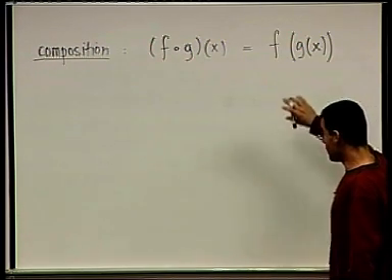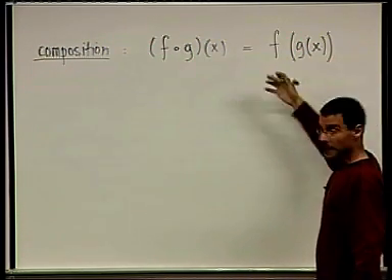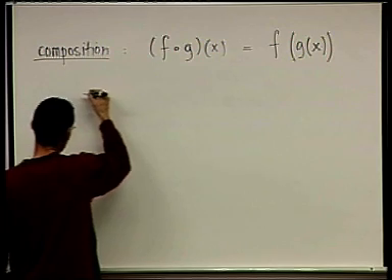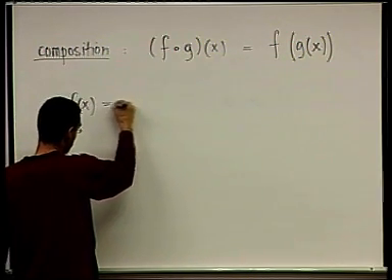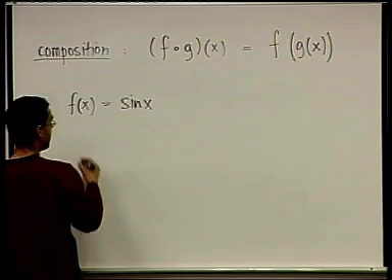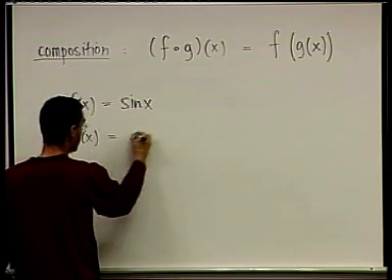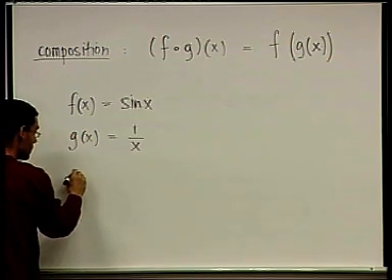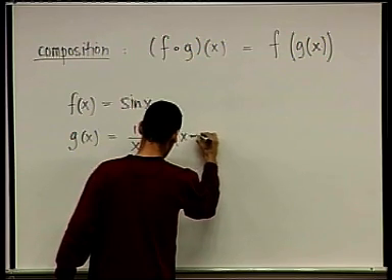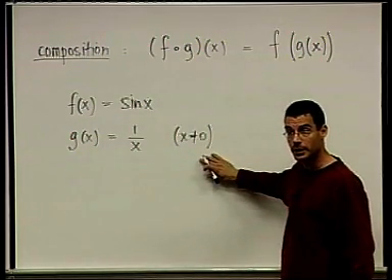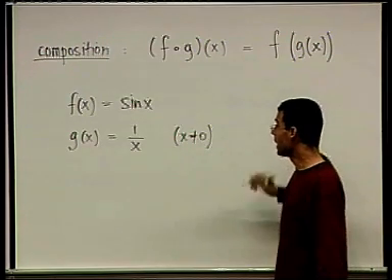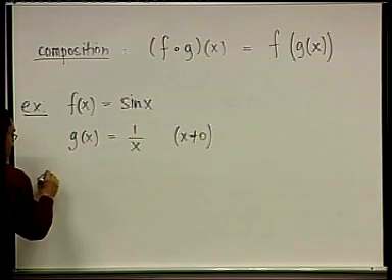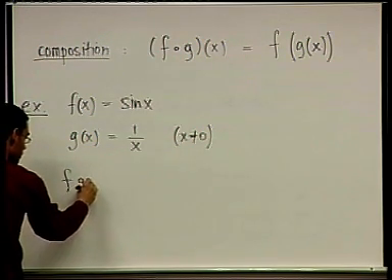Okay. So back to composition. Let's do an example here, because this is something that may be new to some of you. So let's take, for example, f of x to be sine of x. And let's take g of x, for example, to be 1 over x. Okay? By the way, this function is defined for any x which is not 0. Do you agree? Okay. What is f composed with g?